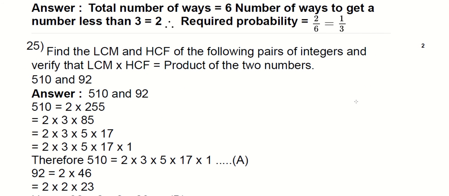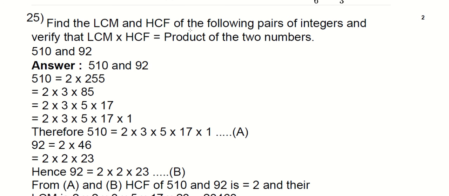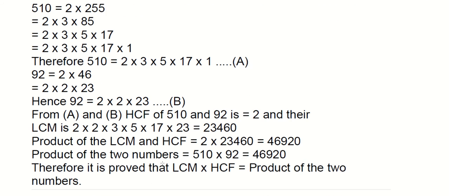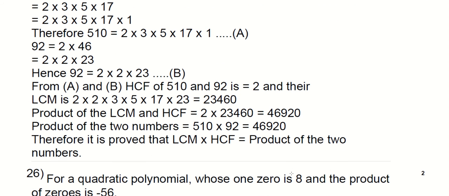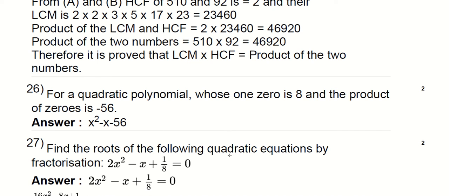Find the LCM and HCF of the given pair of integers. The HCF and LCM are asked, and the product is given. So just find the LCM for this. You know how to find factors by the prime factorization method. After finding the prime factors, simplify. Then find the product of the two numbers. If both are equal, the condition is automatically satisfied.